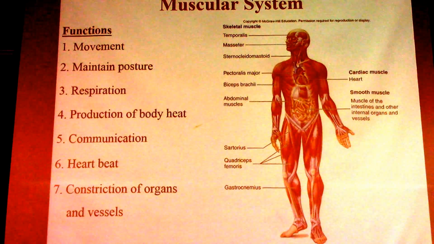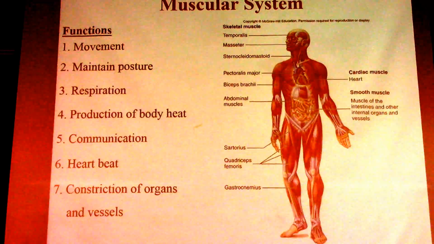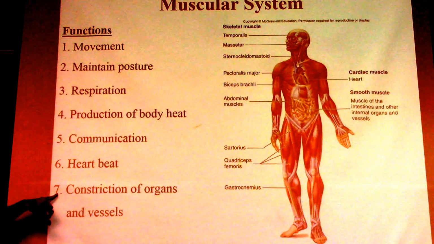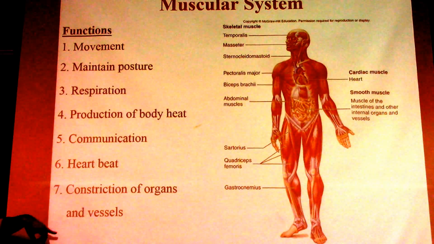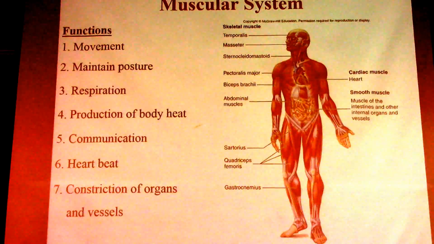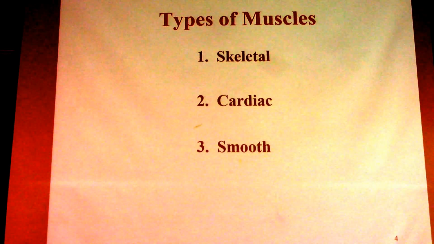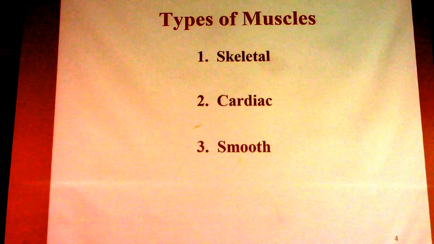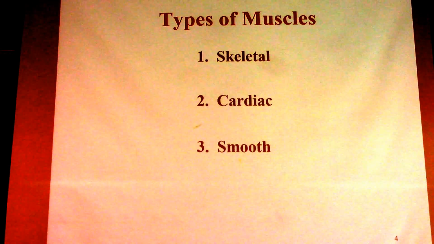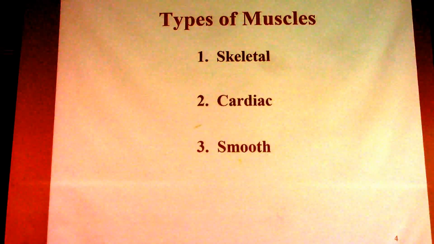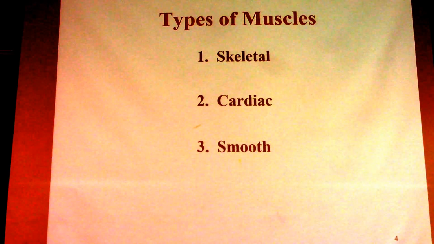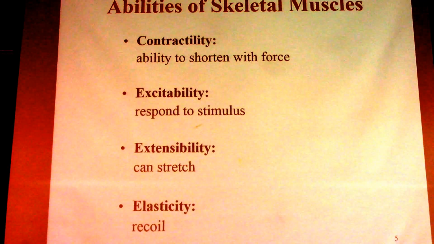For constriction of different organs, the blood flows through our blood vessels because of constriction of muscles. Food flows through our GI tract because of constriction. So all of those are important functions of the muscular system. There are three main types of muscles: skeletal, cardiac, and smooth muscles. Skeletal muscles are probably the majority of the muscle that we see. Smooth muscles are present inside the tubes, inside different organs, and cardiac muscles are found in our heart.